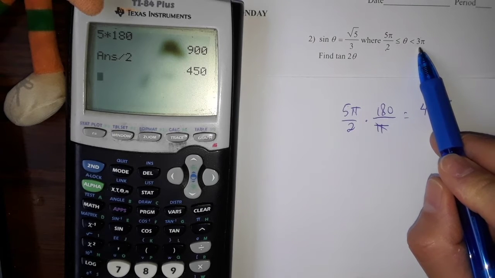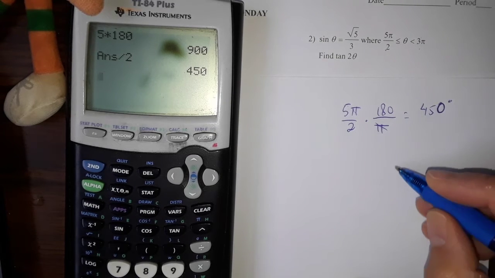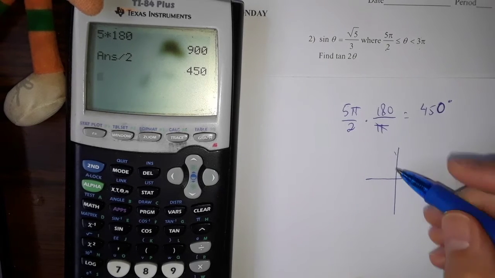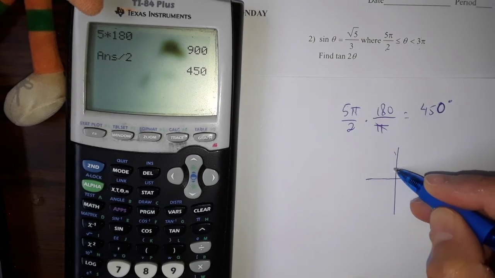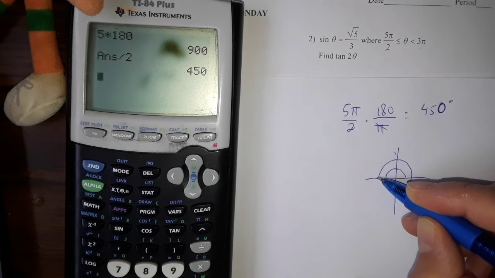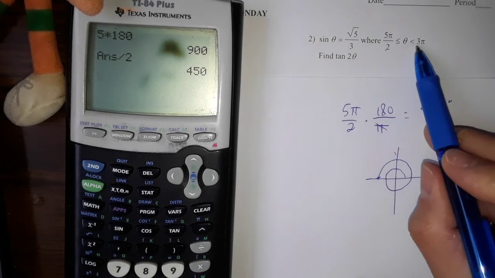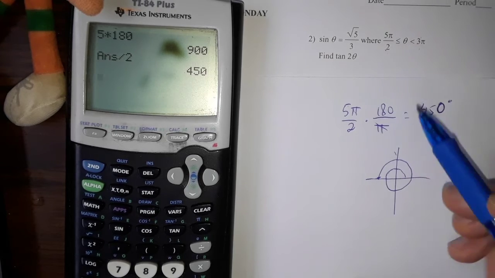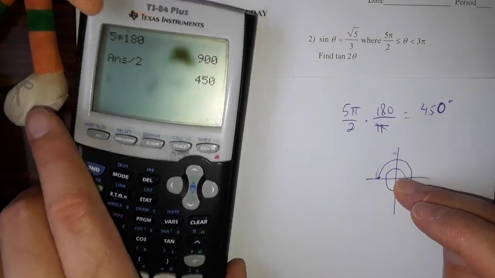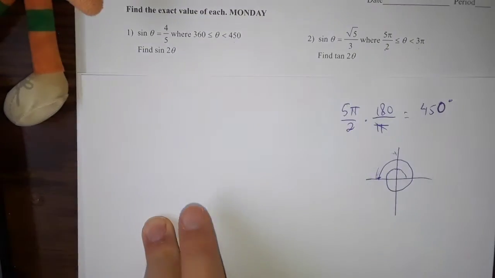Then 3 pi. Let's think about 3 pi. 2 pi is 360, and a pi is 180. So if we have 3 pi, that means we have 2 pi, and then 1 pi more. So we're at 180. That means this is actually the second quadrant. So we are in here, the second quadrant, and that's very important again.